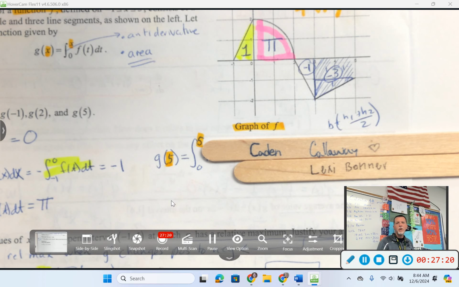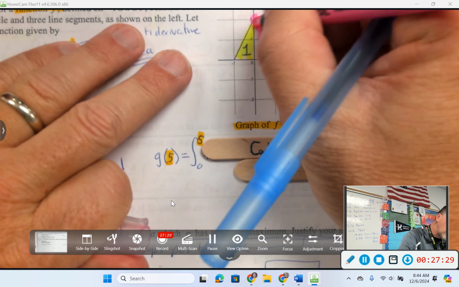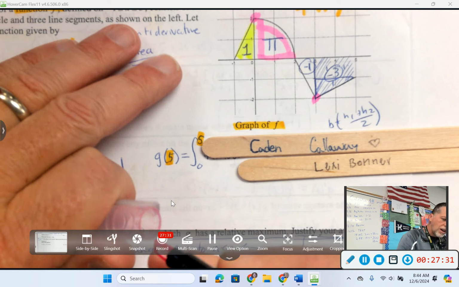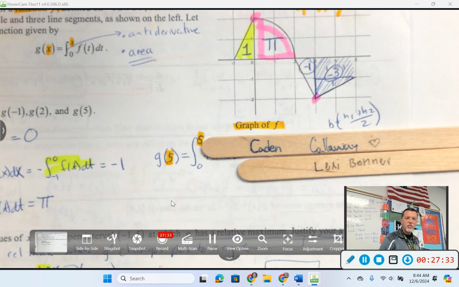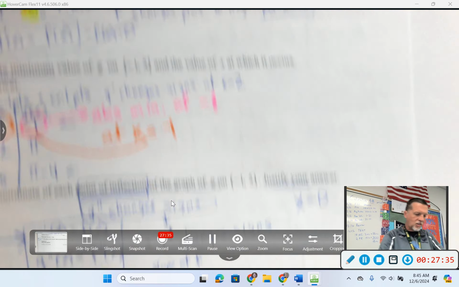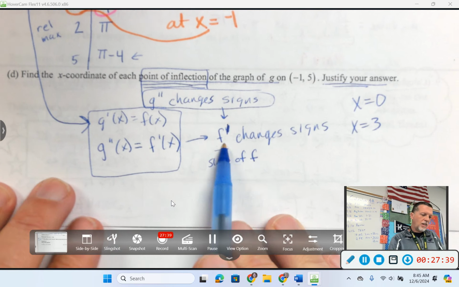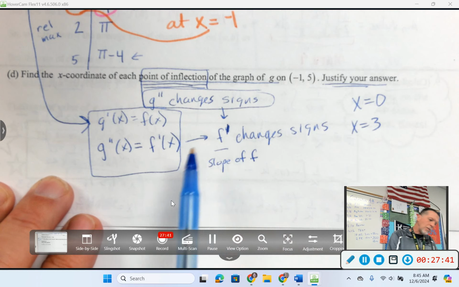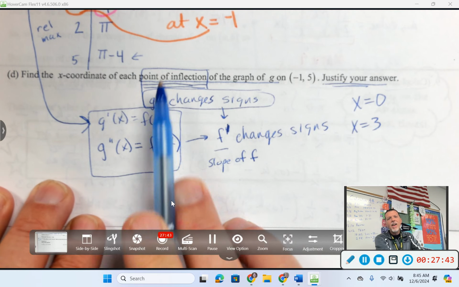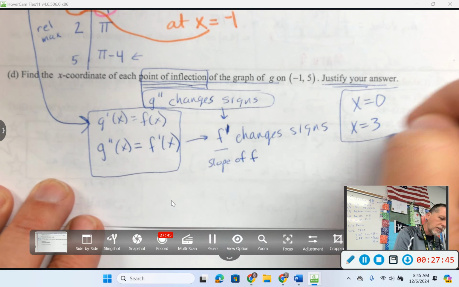Lexi, I think there's one other spot where the slope of F changes signs. At 3. So 0 and 3. F changes directions, which means F prime changes signs. Thinking backwards, if F prime changes signs, that means G double prime changes signs, and that means I've got a point of inflection.